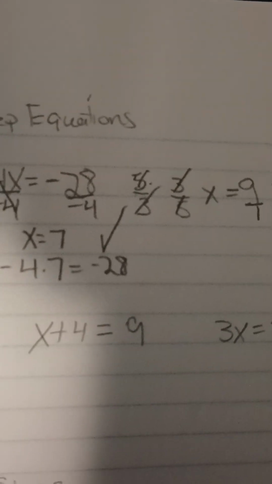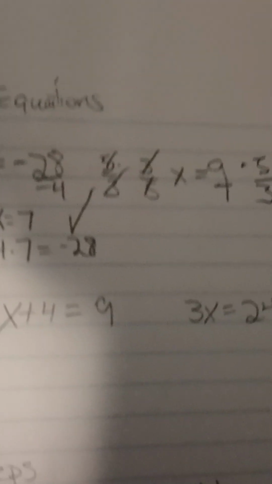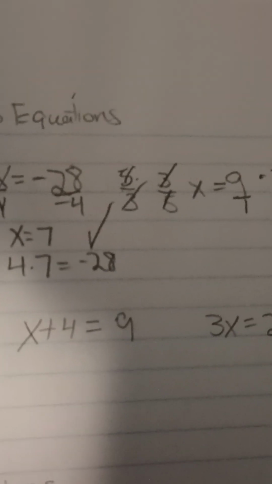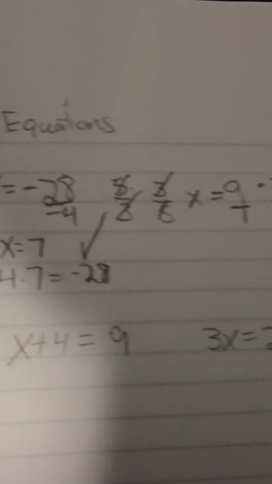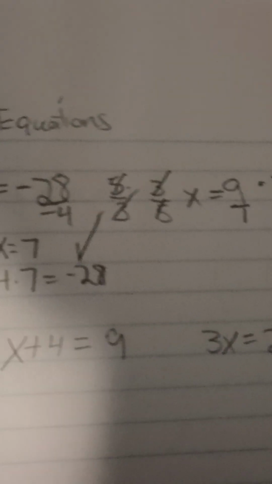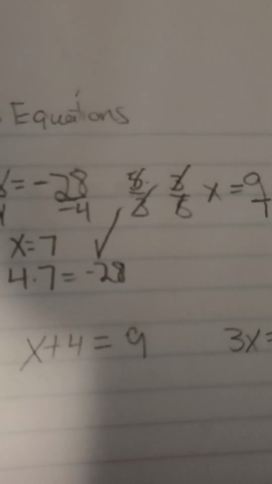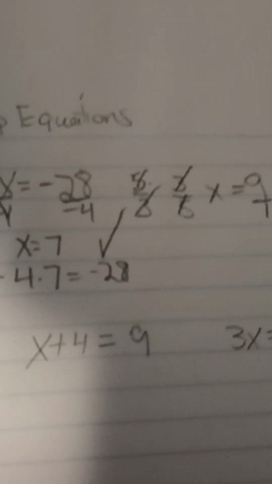Okay, so now we're going to look at the next one, x plus 4 equals 9. And this is all just to review before we start with two-step equations. Now, x plus 4 equals 9. This has addition in it. The opposite of adding is, of course, subtracting, so that's the inverse operation.